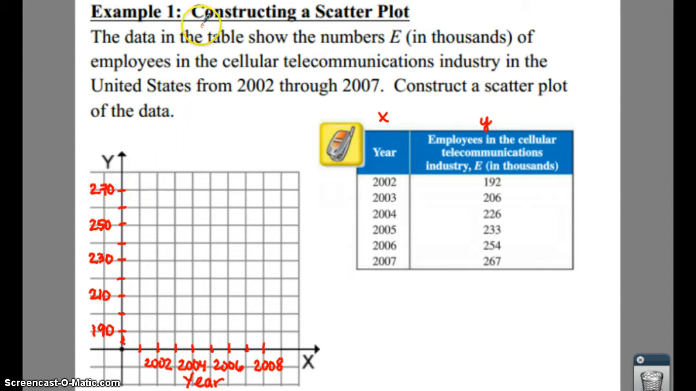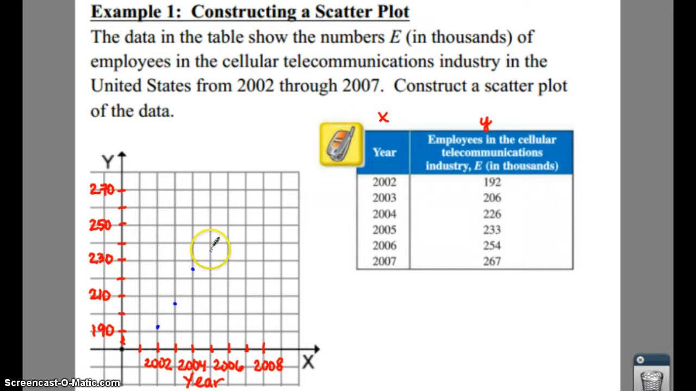In order to plot these points, we're just going to estimate. We're going to go to the right 2 and up 192. So to the right, over 2002, up 192. Well, this is 200, so 192 is going to be somewhere around in here. Over 2003, up 206. Here's 2003. 206 would be somewhere around in here. And then 2004, up 226. Here's 220, 226 right here.